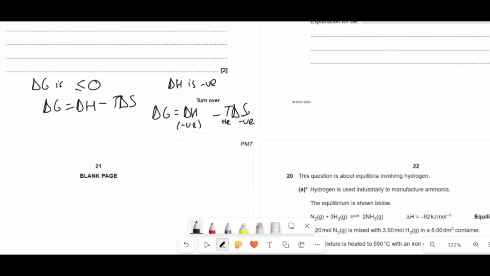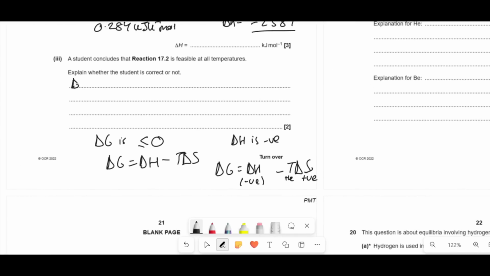If this is always positive and that's always positive, this whole unit stays positive, but that's a minus, so this thing's negative as well. So you just describe it in words. So delta S is positive, delta H is negative, therefore delta G is always negative because T delta S is always positive. There you go. So therefore it is feasible at all temperatures.